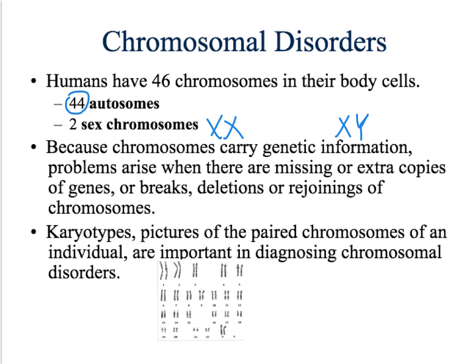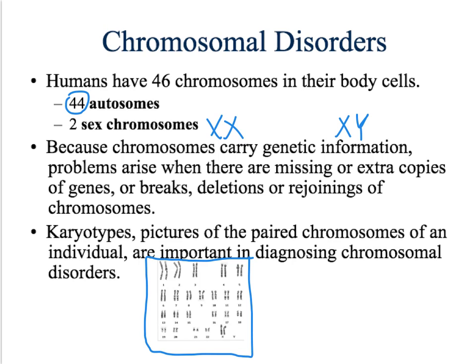Now, because chromosomes carry genetic information, if we have extra copies, missing copies, or pieces missing, moved around, etc., that's where it can cause an issue. So to diagnose a chromosomal disorder, we look at what's called a karyotype. Okay, a karyotype, I have a little picture right here. Okay, this is a karyotype. So you have 2 number 1s, 2 number 2s, 2 number 3s, 2 number 4s, etc. Remember, for each one you get one from your mom and one from your dad, because their genes combine together to make up you.